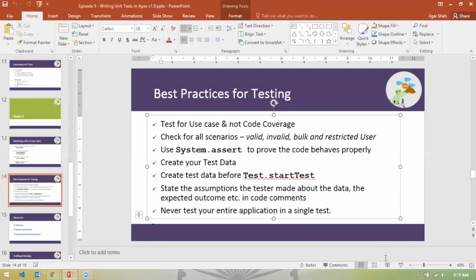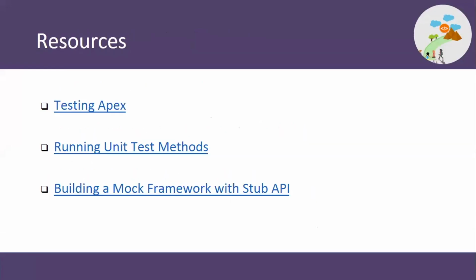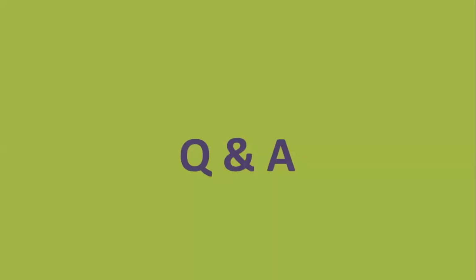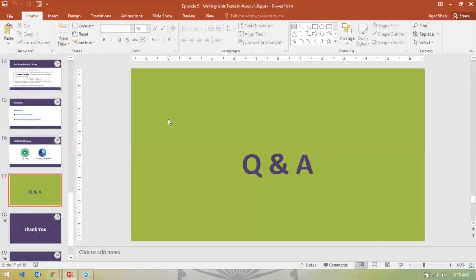Okay, with that I come to the end of this session. There are some great resources which I've included in the slide deck and which will be included on our blog as well. Of course, nothing is complete without the amazing Trailhead modules. So we have Apex testing and unit testing on the Lightning platform. What we tried to cover here is just the tip of the iceberg. I'm sure most of you want to get your hands dirty with this, and that's where this is very handy and useful, where you can actually write some test code yourself and become better at it. All right. With that, we come over to the question and answer session.